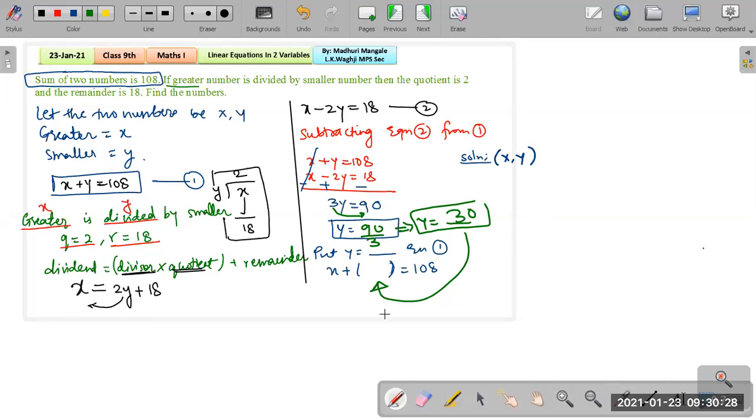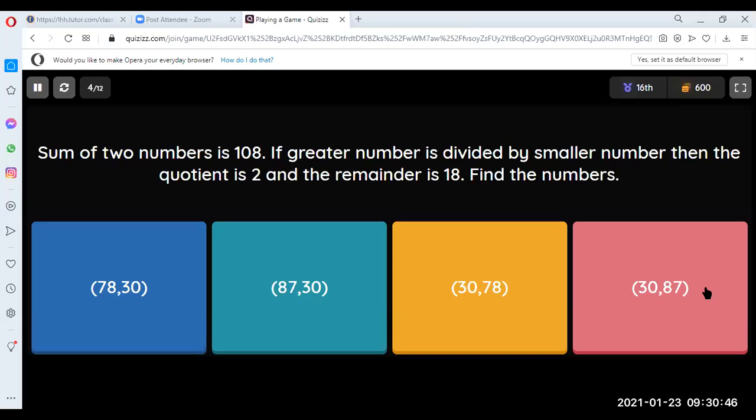Plug in the value over here. That would be x plus 90 equals 108. Shift this 90 to the other side. What is the value of x that you get? y is already 30. We know this. Look at the choices carefully. Which choices have y as 30? That means the other choices get crossed out. And carefully solve for x.